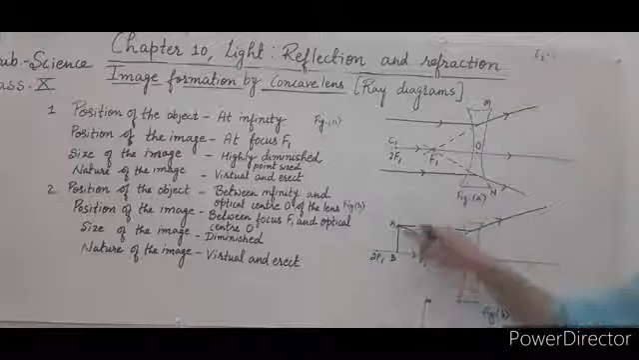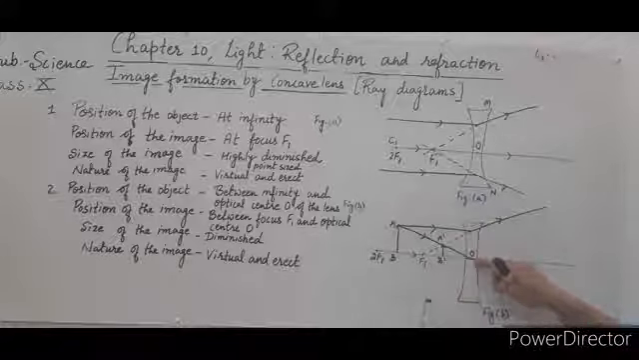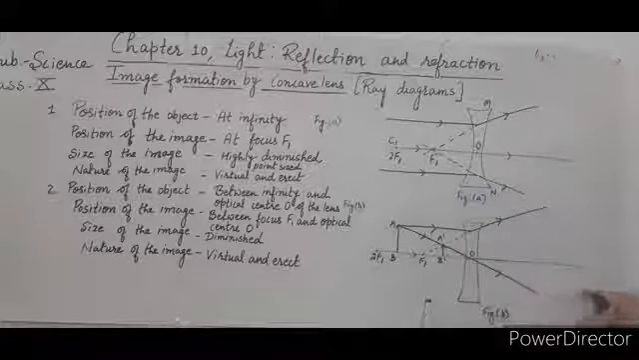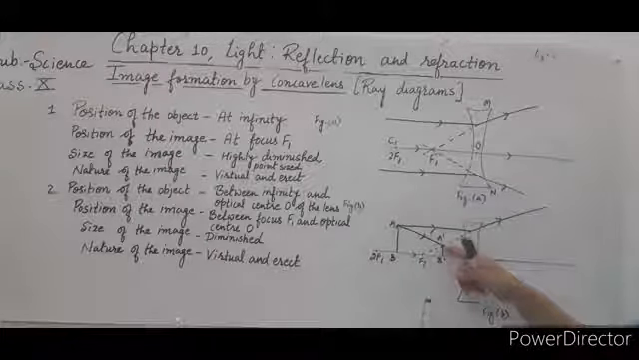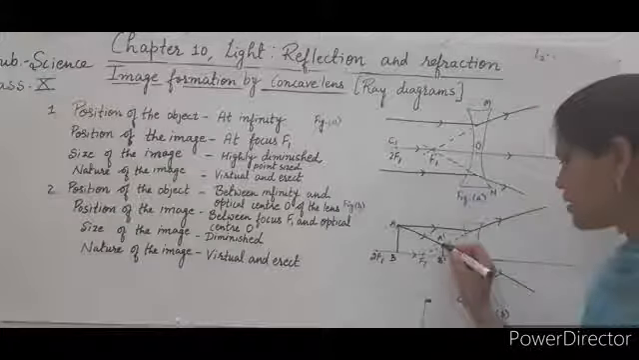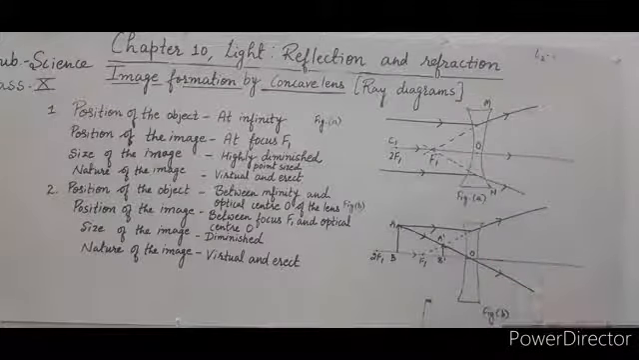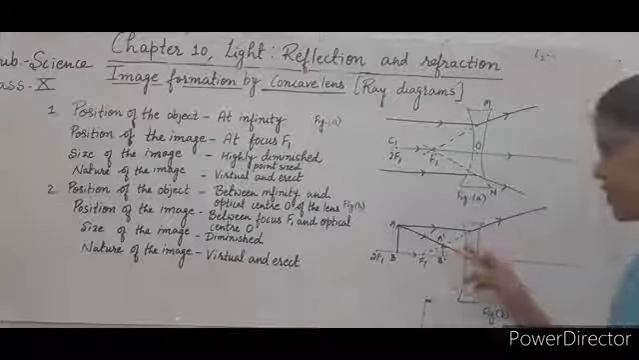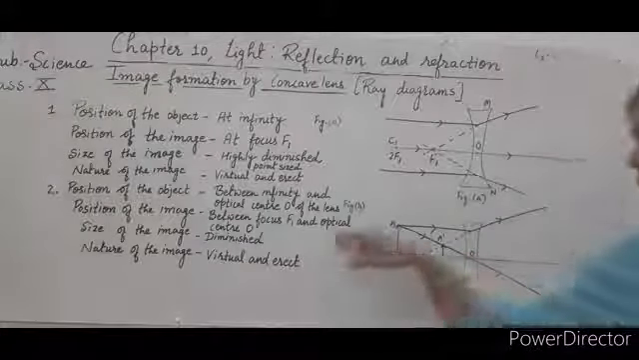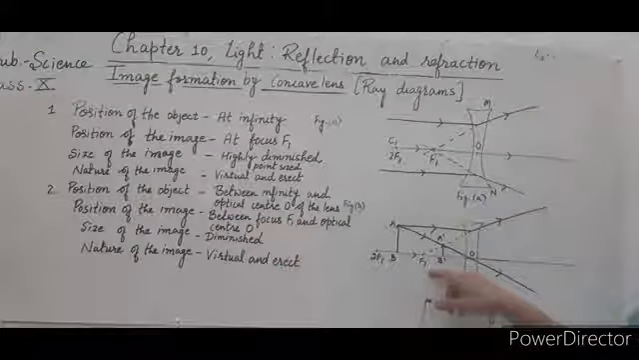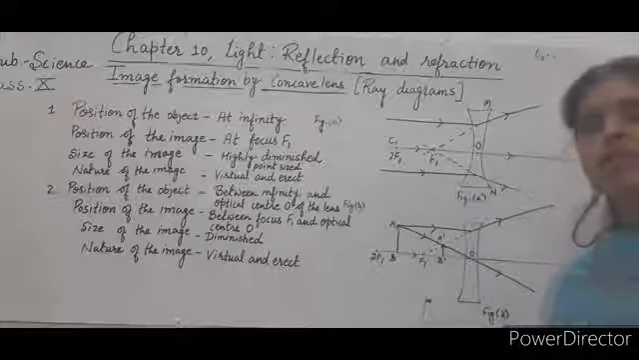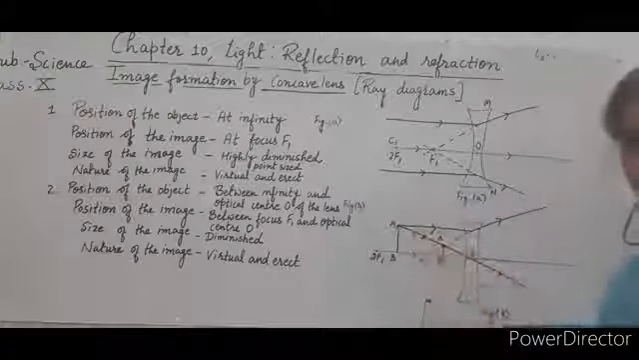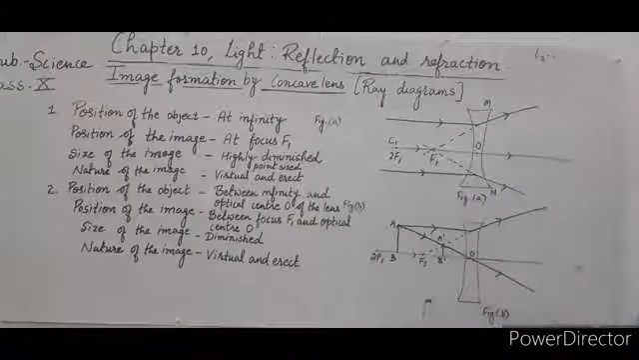Next, the ray passing through the optical center passes without any deviation. So these two rays meet at this point. Here the image formation takes place. A dash B dash is our image. It is found on the same side of the lens. The position of the image is between F1 and the optical center. The size of the image is very small as compared to the object AB, so a diminished image is formed in this case.